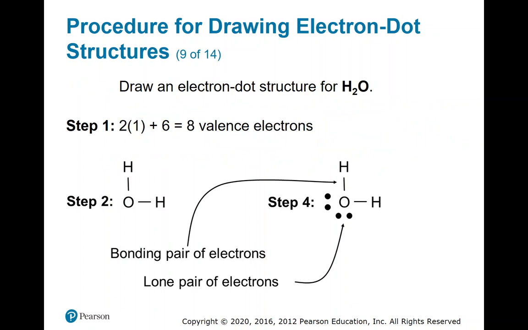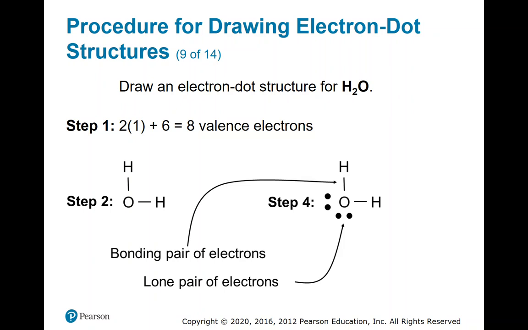So let's start with a simple example. However, this one's going to be a little bit less simple than the first Lewis dot structures we looked at, where we just had 2 atoms. So if we want to draw an electron dot structure for water, H2O, we're now moving on to a situation where we have 3 atoms.